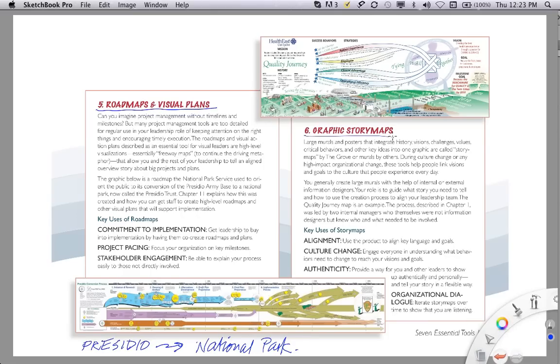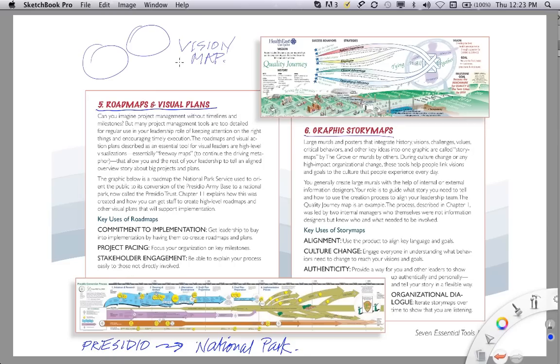The sixth essential tool is graphic story maps. The roadmap down below would be an example, but this is an example of a vision map up at the top here for Health East that's on the cover of the book.